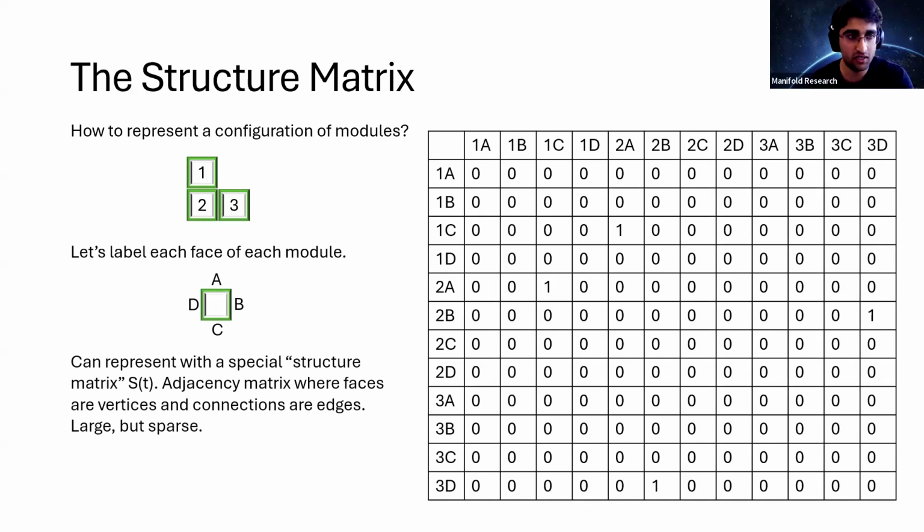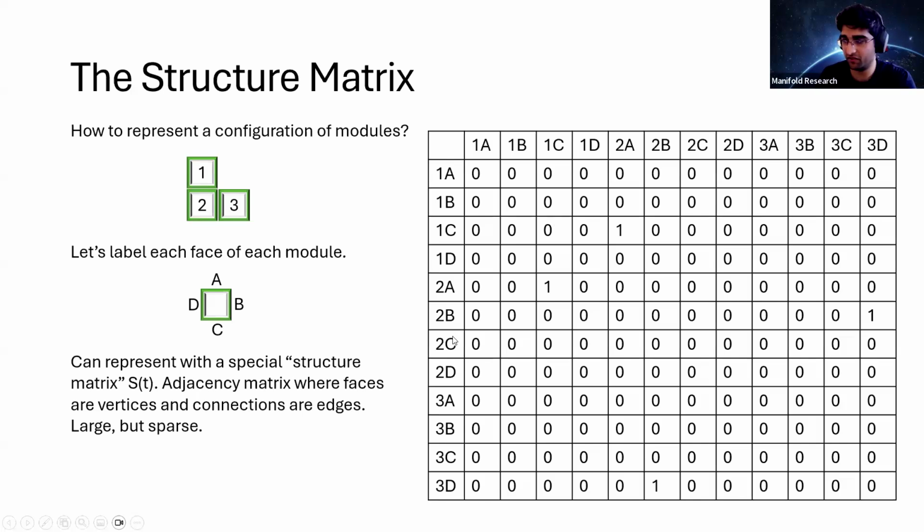Adjacency matrix is a general term that's used for any graph. In this case, we're talking about a very specific graph. Therefore, we're calling this the structure matrix. This matrix essentially has a 1 if two faces are connected and a 0 otherwise. And so this is one way.